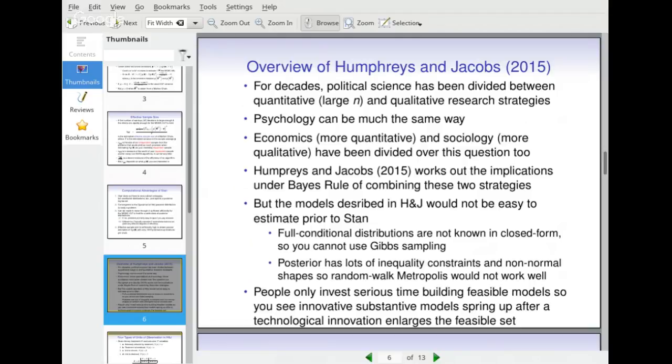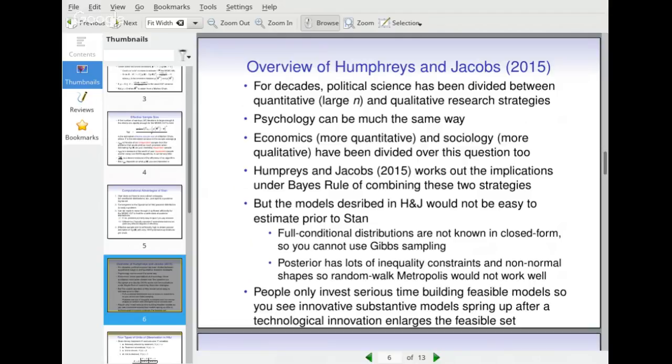Now, it would have been possible, and arguably was done, by Bayesians from many decades ago, like De Finetti or a bunch of other people, that probably could have described conceptually this idea of combining 2 different sources of information. From a Bayesian perspective, that's not all that novel conceptually. But the models that are described in the Humphries and Jacobs paper, which I abbreviate H and J here, would not have been easy to estimate prior to Stan.